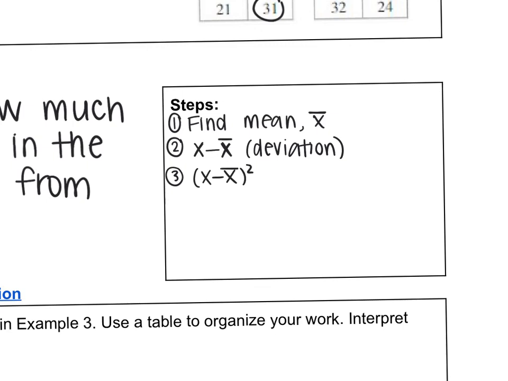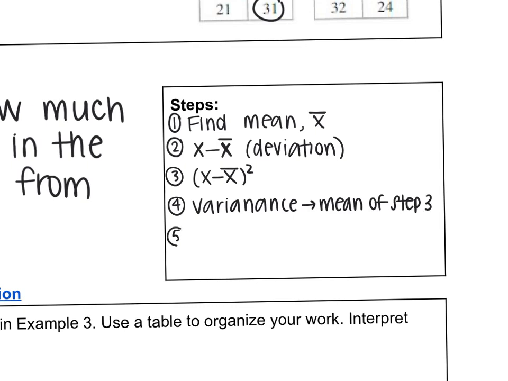Okay. And then step 4, we're going to find the variance. Another vocab word for you here. The variance is finding the average of step 3. So we'll find the mean of step 3. And then our last step, step 5, is to take the square root of the variance. So keep those steps in mind. We're going to go ahead and try example 4.